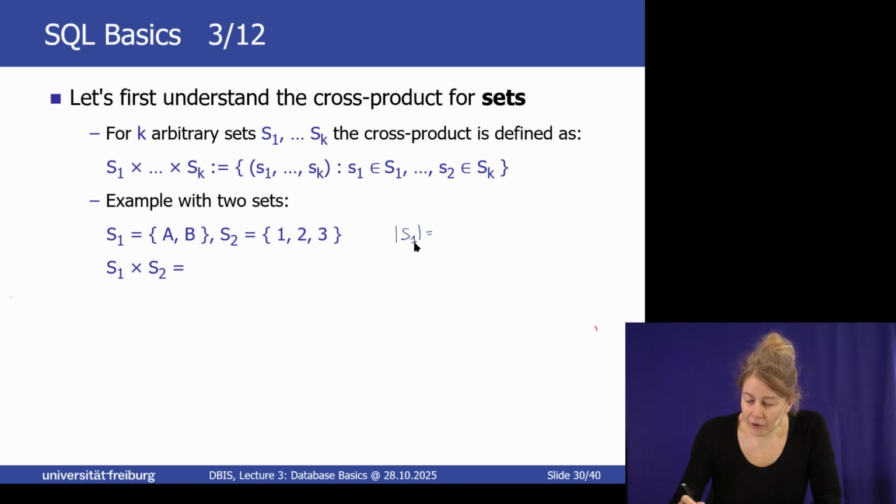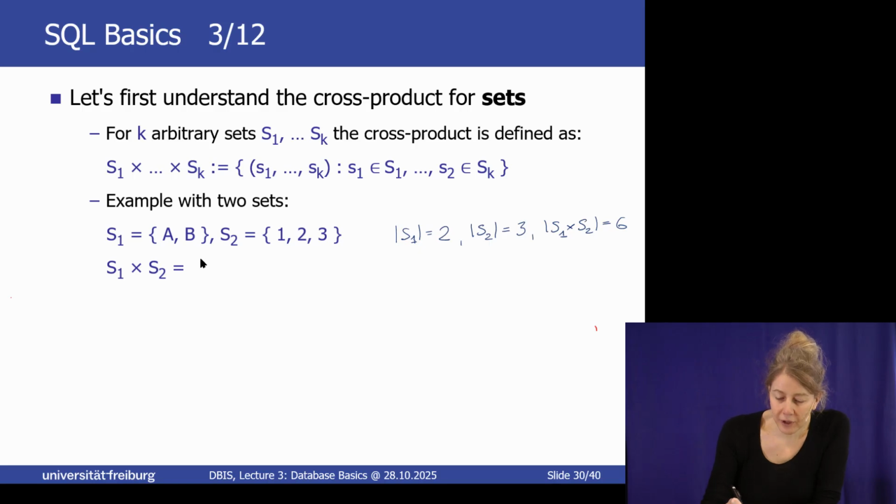Don't be afraid. Yes, it's 2. The number of elements in the second set, not even multi-sets, is 3. What's the number of elements in the cross product before we write down the cross product? 2 times 3, it's 6. And now let's write down the cross product.